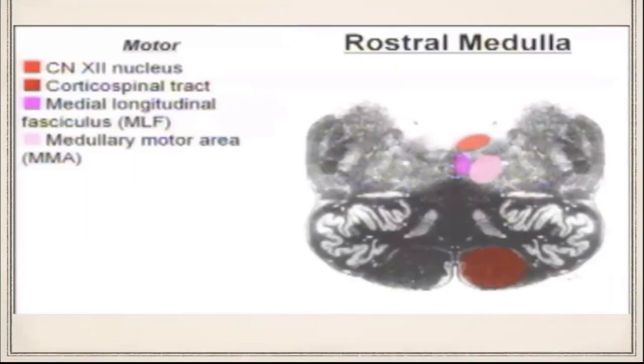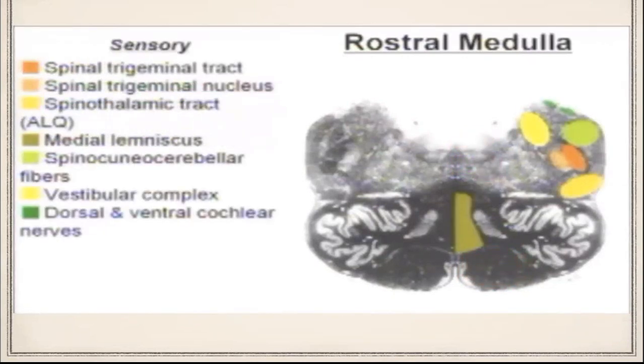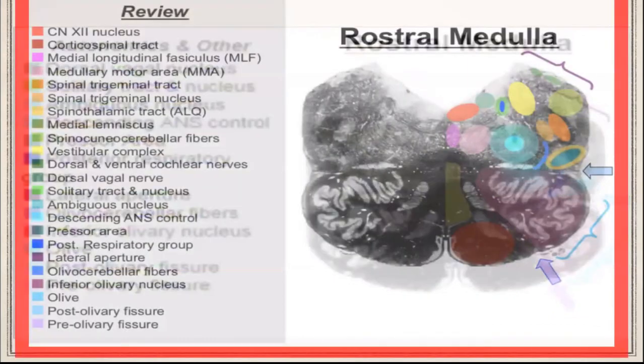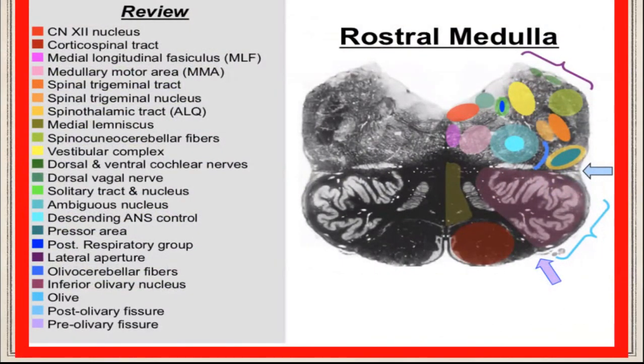How about rostral medulla? You can recognize the olive. Some people say it looks like a butterfly. By the way, all of those sections, everybody has their favorite animal to make an analogy with the different sections. There is the motor system of the rostral medulla. There is a sensory system of the rostral medulla. Autonomic and other system. And that's a summary of the rostral medulla, a very busy place. You can see all the colors took the entire section.